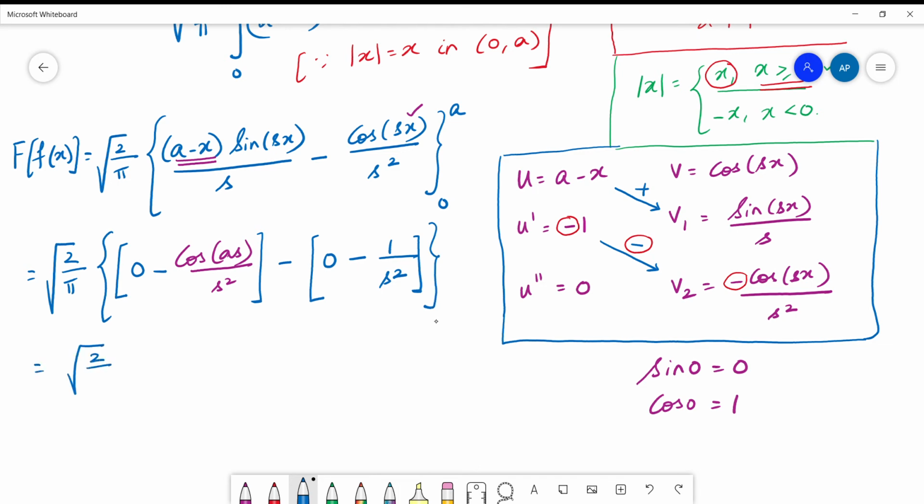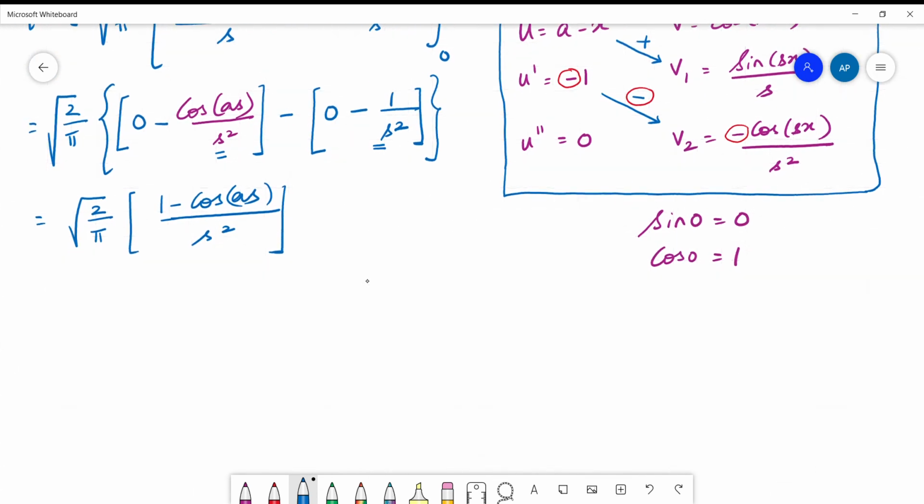So it becomes root of 2 by pi. Both the denominators are s square, and so I can combine the numerators, which will simply become 1 minus cos of as divided by s square. 1 minus cos of as divided by s square, into root of 2 by pi, is our Fourier transform. So let's now conclude the result.